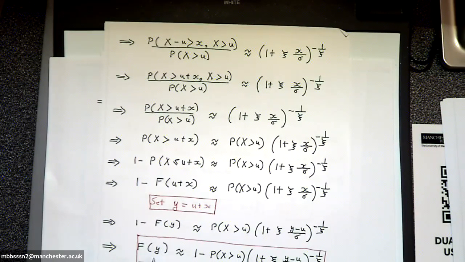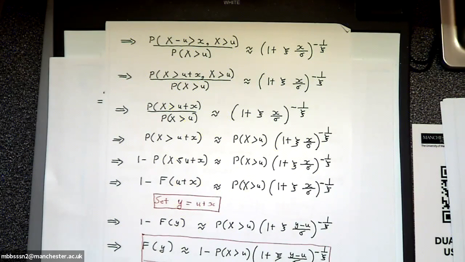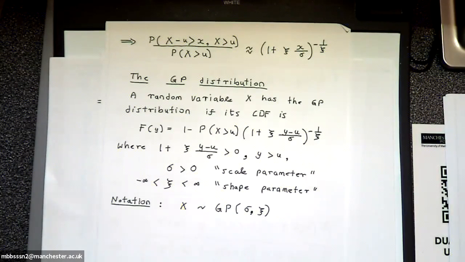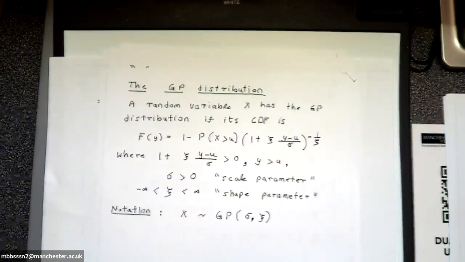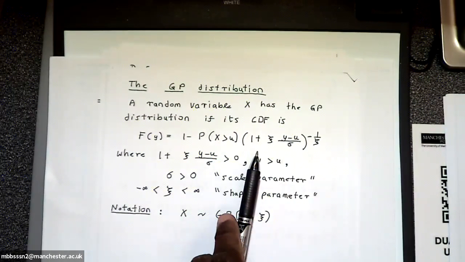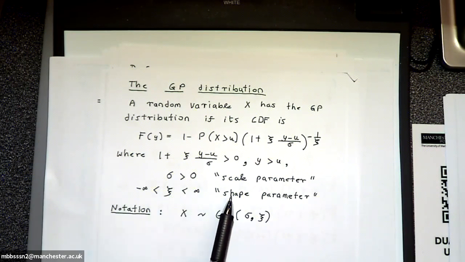Using this result, after some calculations, I hope you followed this, you can show that the CDF of Y is given by this. And this is referred to as the generalized Pareto distribution. So the generalized Pareto distribution has this as the CDF. There are 2 parameters, sigma and the shape parameter.